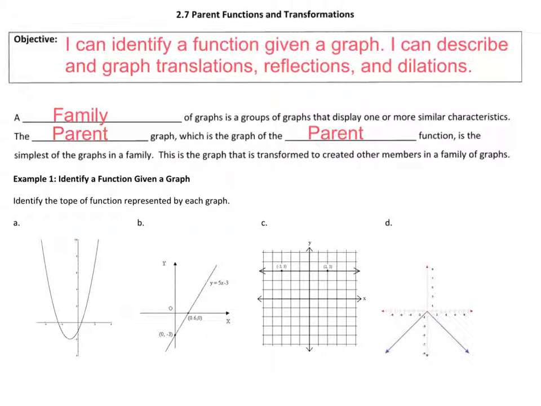On A, we can see that it's a parabola. So based off of the 4 types of parent functions, we know that it's going to be a quadratic function. In example B, it's a line. So if we look at the 4 parent functions, we know that it's going to be an identity function.